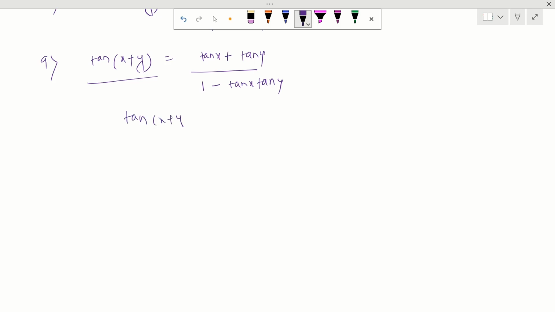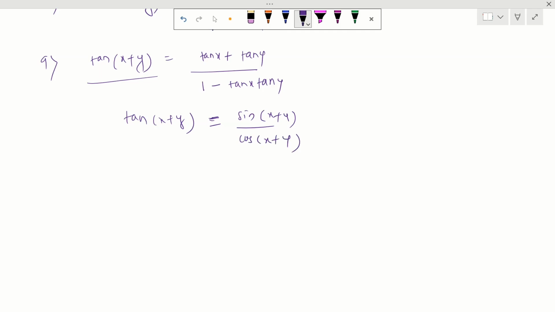Okay, now going to derive the ninth expression, that is tan of x plus y is equal to tan x plus tan y divided by 1 minus tan x tan y. We have to prove tan of x plus y is equal to tan x plus tan y divided by 1 minus tan x tan y. So this tan of x plus y I am writing in the form of sine of x plus y and cos of x plus y.